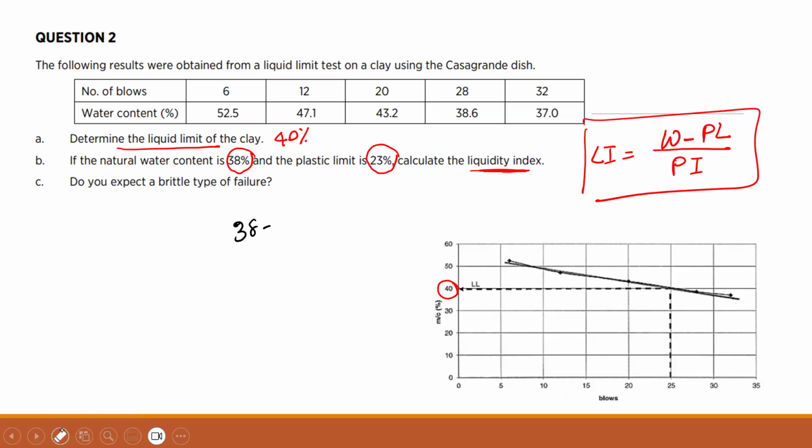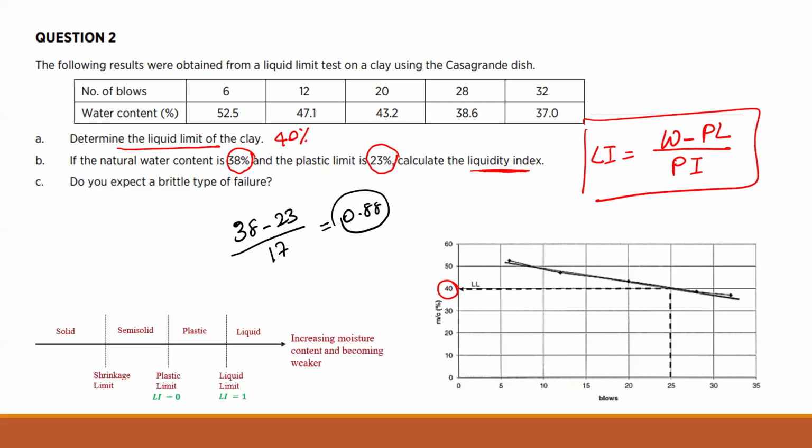This is a different question anyway. So the plastic limit is 23 and we divide this by 17. So you get a number, I think it is 0.88. And depending on this one, now you need to look at this one here. So if your liquidity index is between 0 and 1, your soil is plastic.